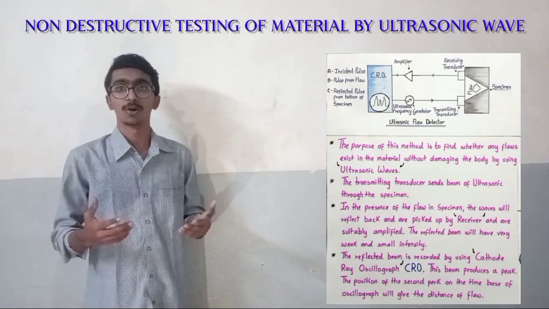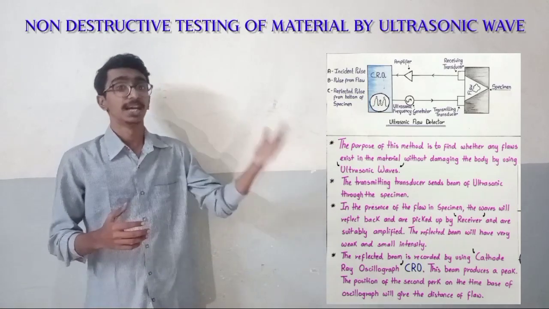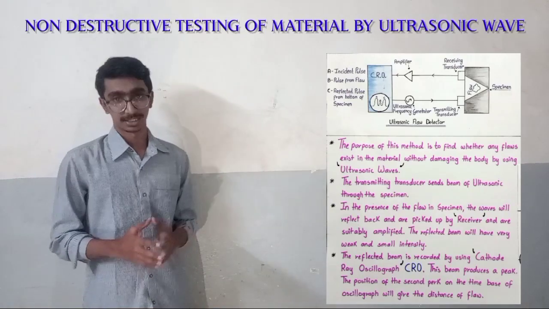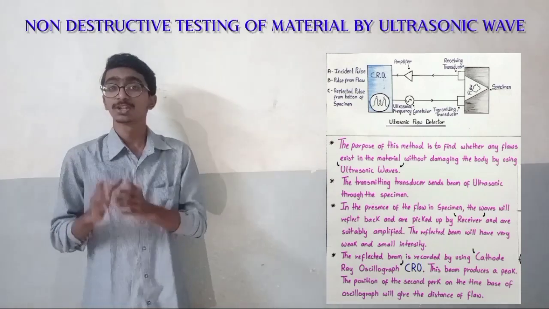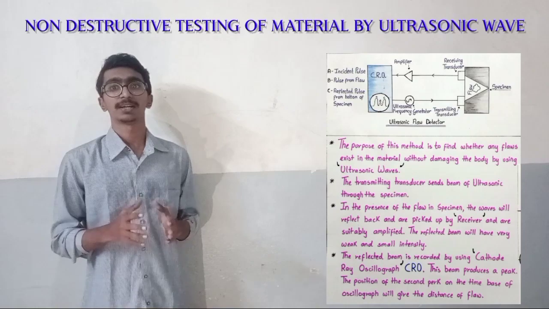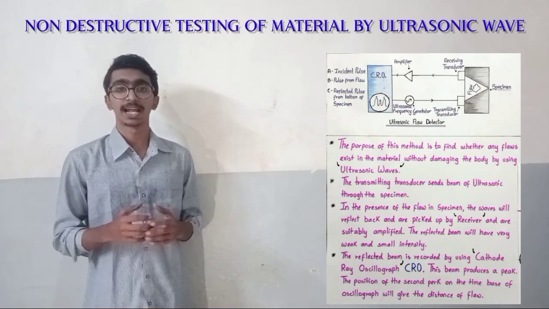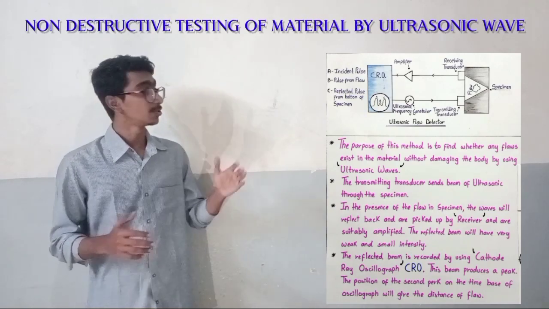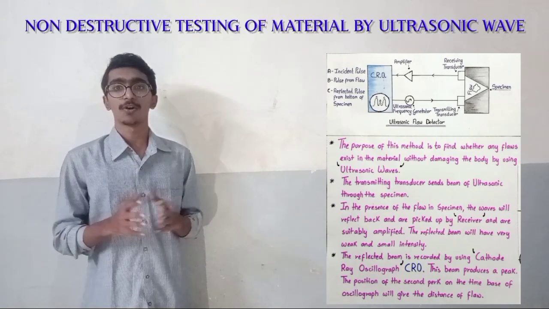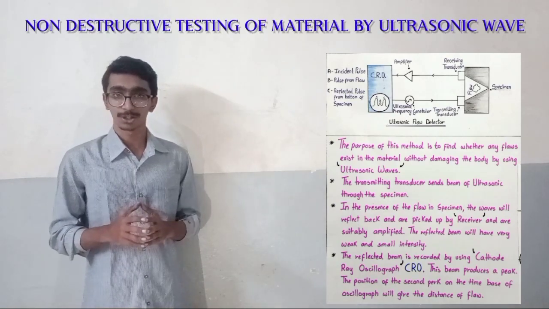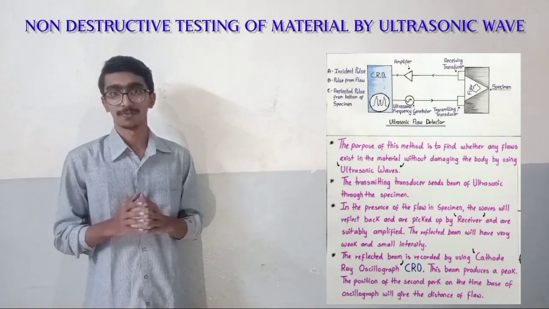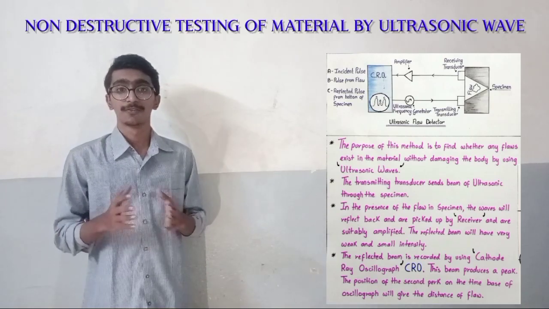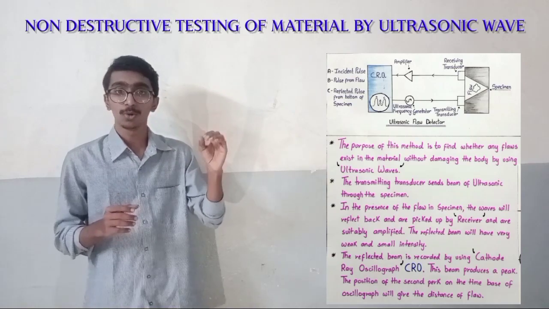In the presence of a flaw in the specimen, the waves will reflect back and are picked up by the receiver or receiving transducer, and they are further suitably amplified. This reflected beam is received by the cathode ray oscillograph, or famously known as CRO. This beam produces a peak. The position of the second peak on the time base of the oscillograph will give the distance of the flaw. This method is used in various industrial applications for detection of cracks or holes in buildings.